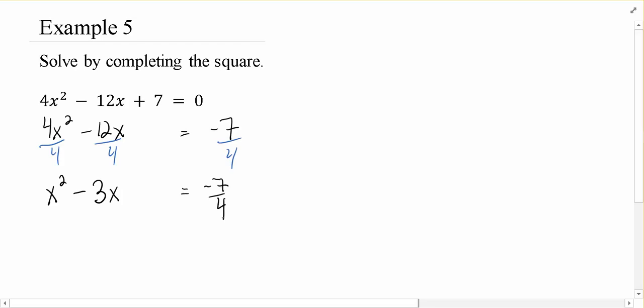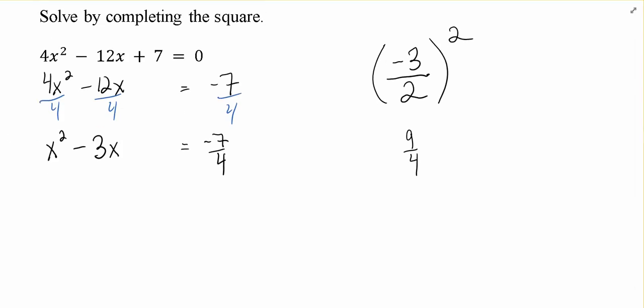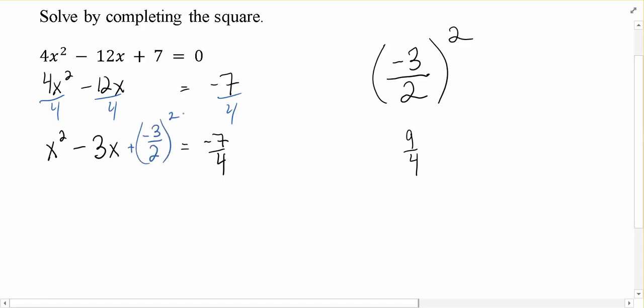Now we need our magic number. Our magic number is to take the middle coefficient divided by 2, squared. So that's going to be 9/4. Now I want you to notice how I write this. Over here, I'm going to write it as -3/2 squared. Over here, I'm going to write it as the 9/4. Both are the same thing.